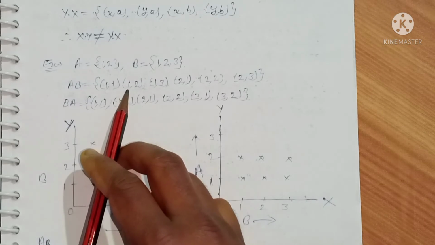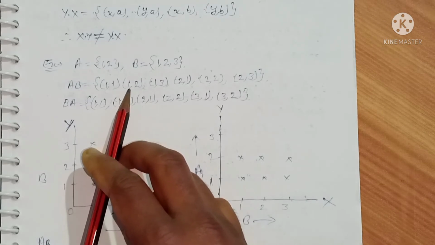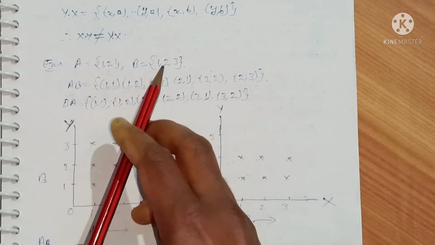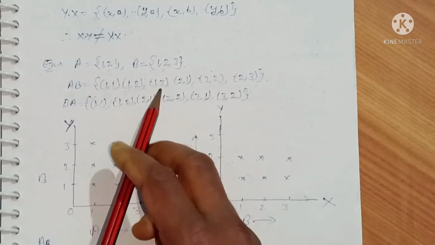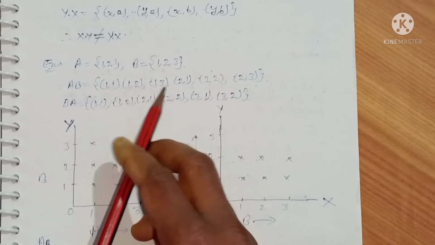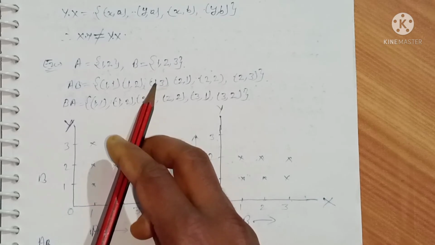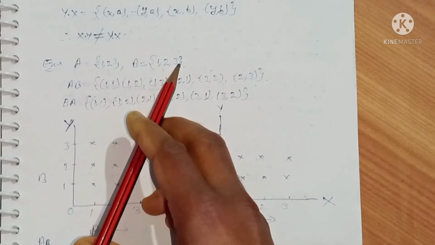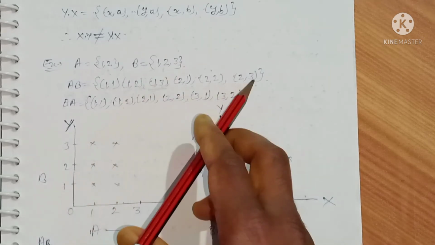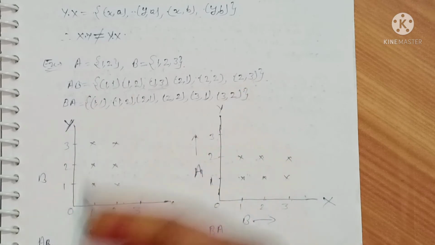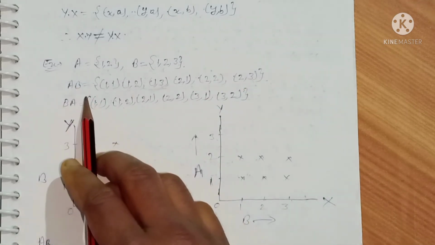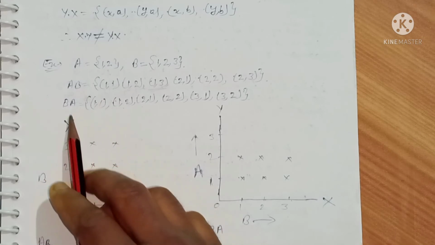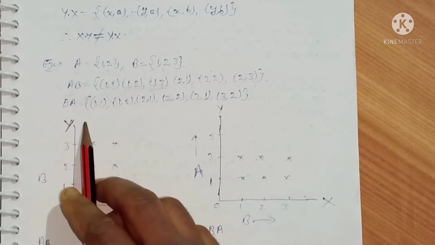In the same way, for the second pair, the first element belongs to set A and the second belongs to set B. For the third, the first element belongs to set A, and the second element belongs to set B. In this way we can write down the Cartesian product AB, and on the same principle we will find the Cartesian product BA.